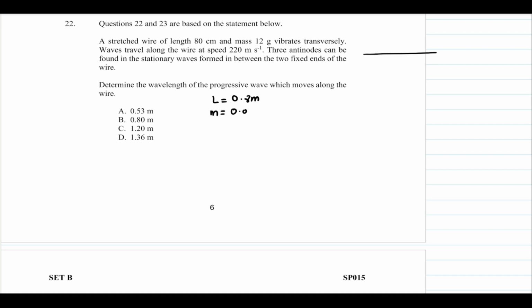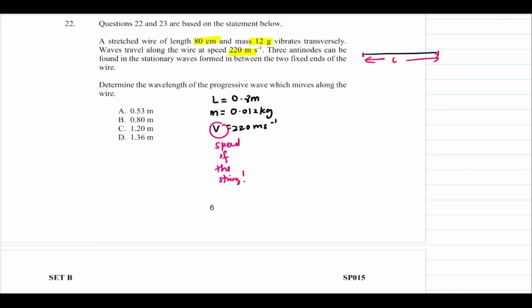Okay, 0.012. Okay, keluarkan semua maklumat dia. And the wave travel along the wire at speed 220. So V is 220 meter per second. So this is the speed of the string. So kita nak kira apa ni? So L dia ada kat sini. Kalau tadi L dia dah bagi.